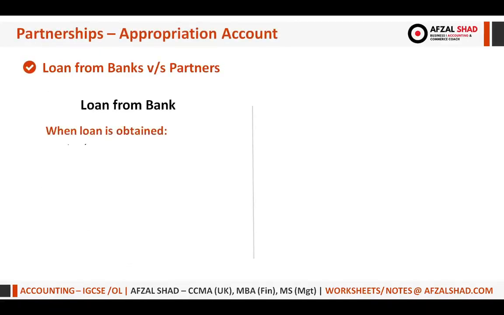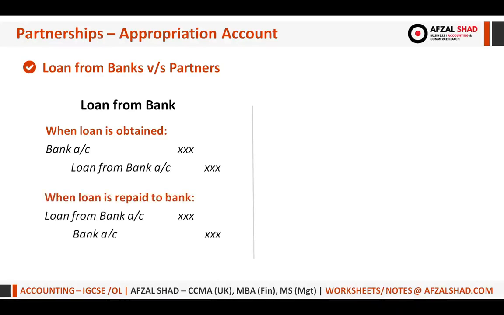Then loan from the bank versus the partners, what is the difference? Whenever you acquire a loan from the bank, the journal entry you pass is bank debited and loan from the bank credited. Bank is debited because the asset is increasing; you are taking the money into the bank account. And for the loan from the bank, the liability is increasing, that's why it is on the credit side. So bank account debit, loan from the bank account credit.